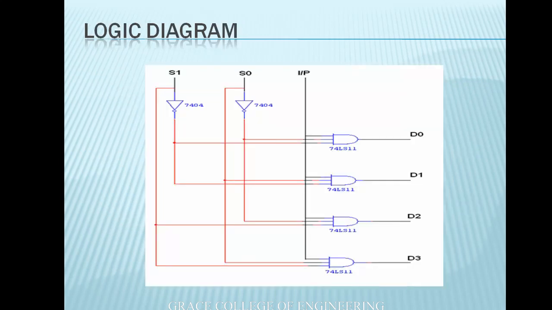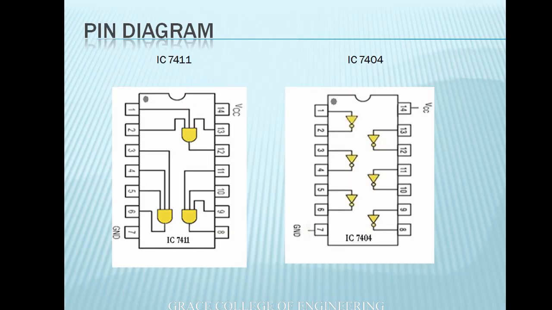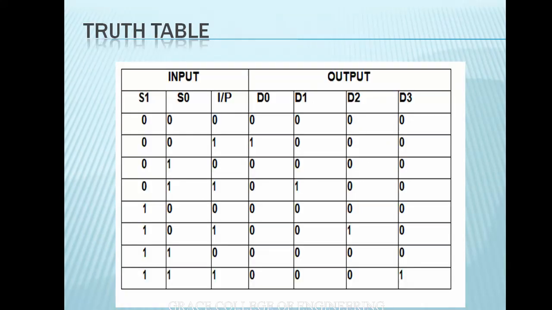This is the logic diagram of demultiplexer, and these are the pin configurations of ECE7411 and ECE7404. After connecting the circuit as per the logic diagram, we will be verifying this truth table.